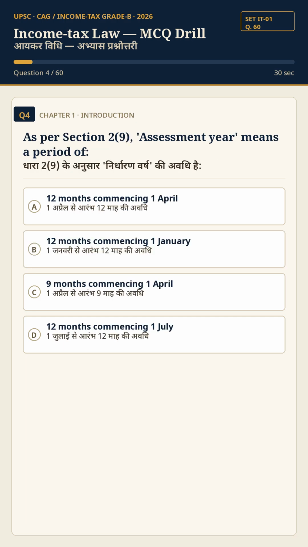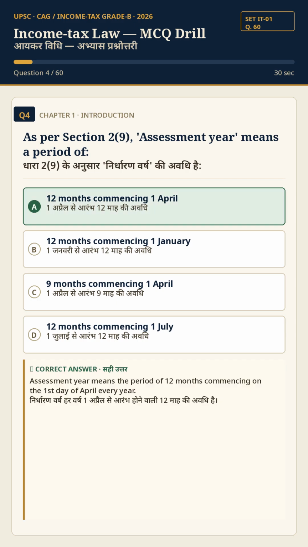Question 4. As per Section 2(9), assessment year means a period of: Option A, 12 months commencing 1 April. Option B, 12 months commencing 1 January. Option C, 9 months commencing 1 April. Option D, 12 months commencing 1 July. The correct answer: Explanation. Assessment year means the period of 12 months commencing on the first day of April every year.